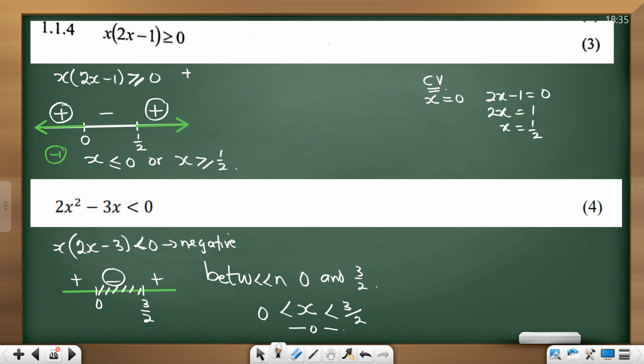Let's see. Soyama, why did you say greater than 0? Also Njabulo. Did it make sense? x must be between 0 and 3 over 2. Njabulo, talk to me.